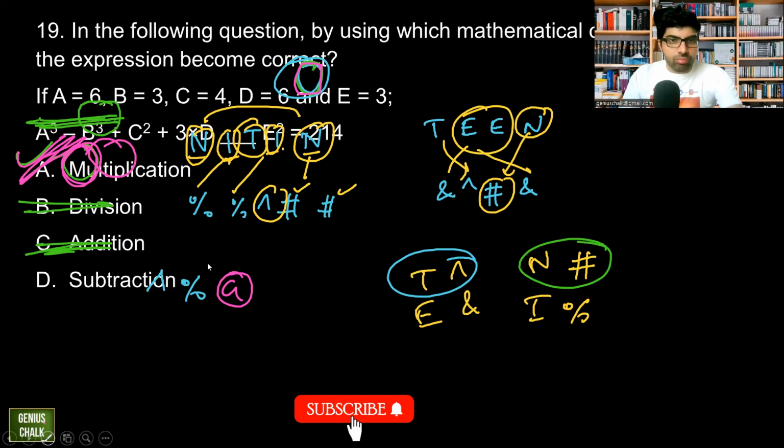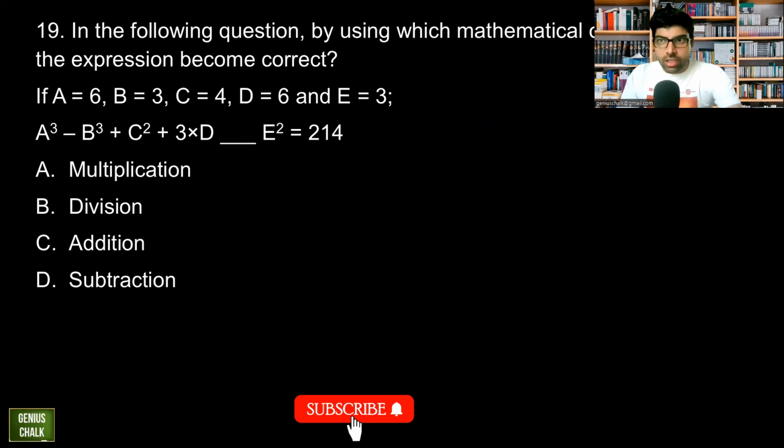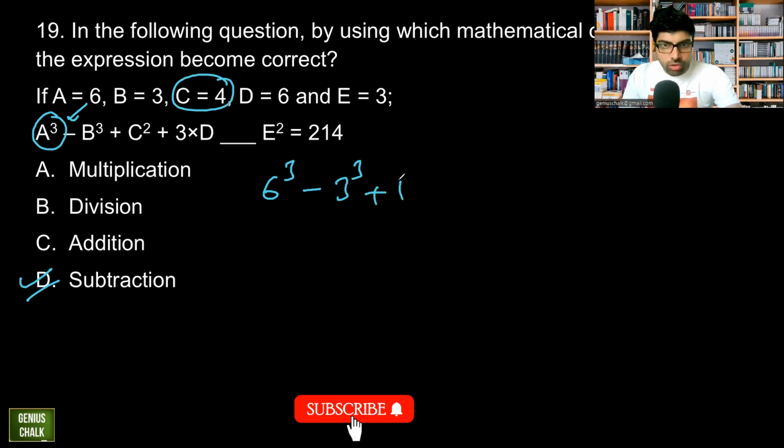All right, next one. In the following expression, just put the mathematical operators which will make this expression correct. Okay. So use these values and try to make them correct. So the actual, if you see a cube, just put the value here. If you put the values here, you will get this subtraction. You see 6 cube minus 3 cube plus c square, c is 4, 4 square plus 3 into d. 3 into d is 6 into 3. And if you take it as minus, e square, that is 3. So it must be equal to 214.